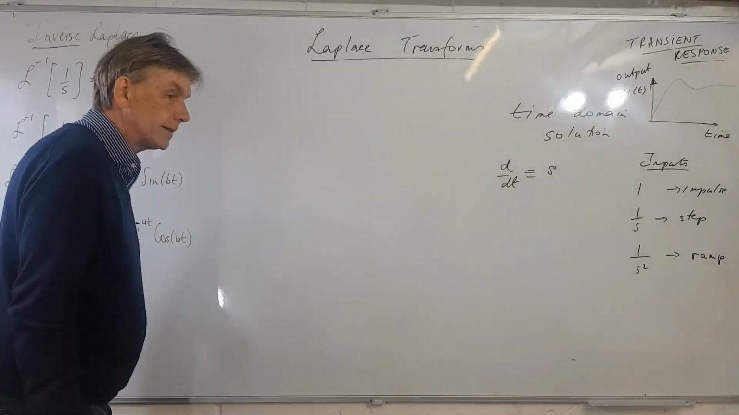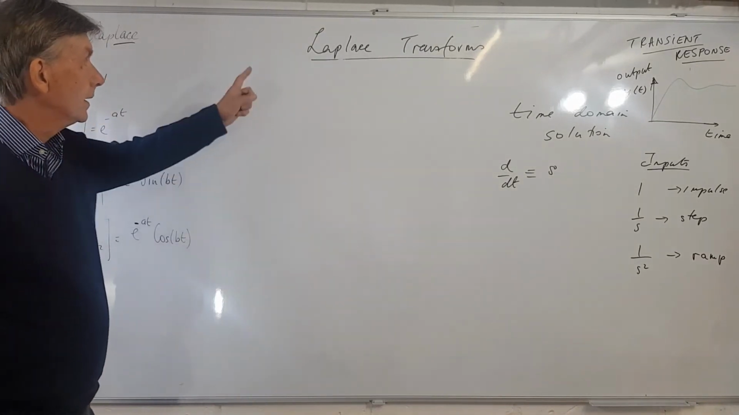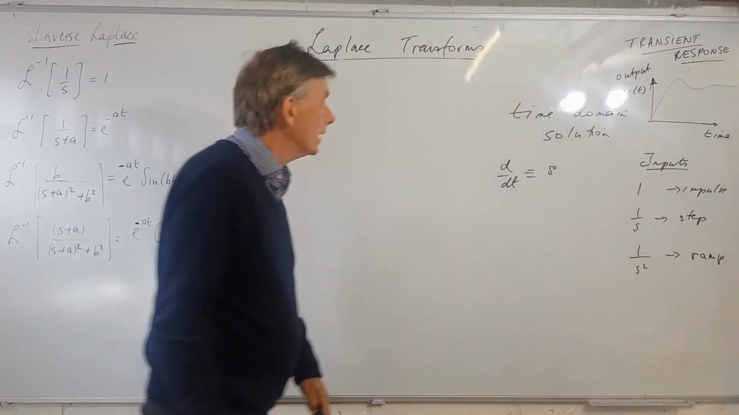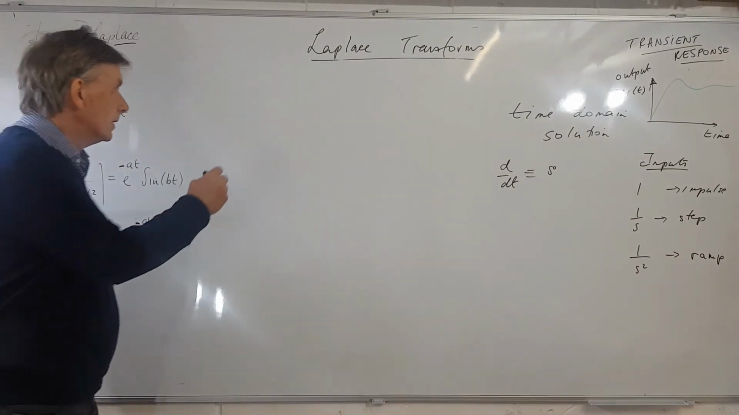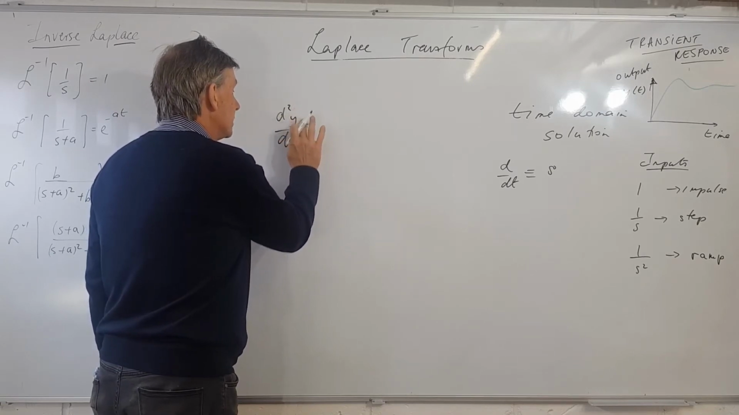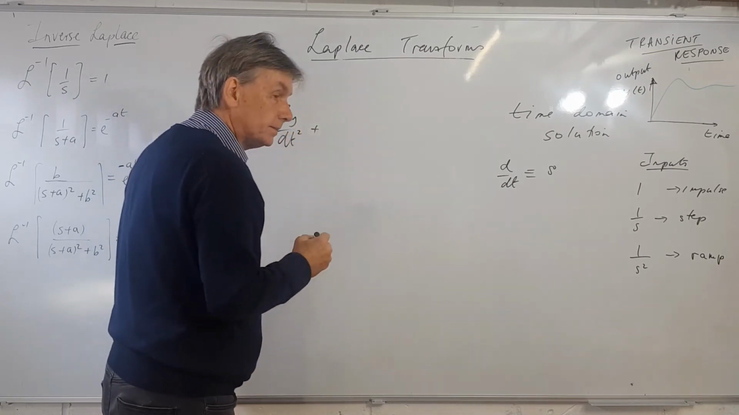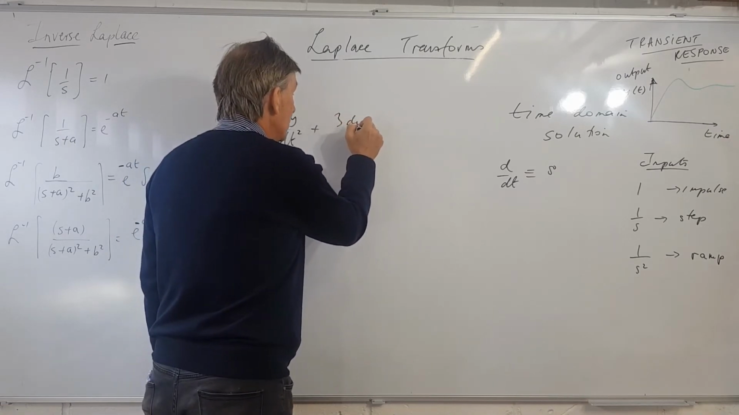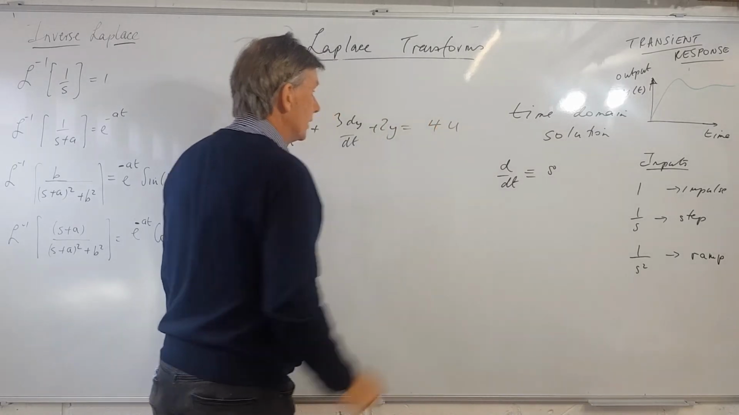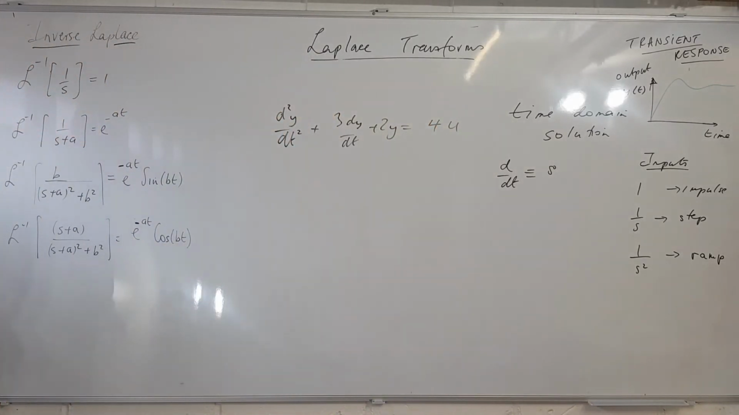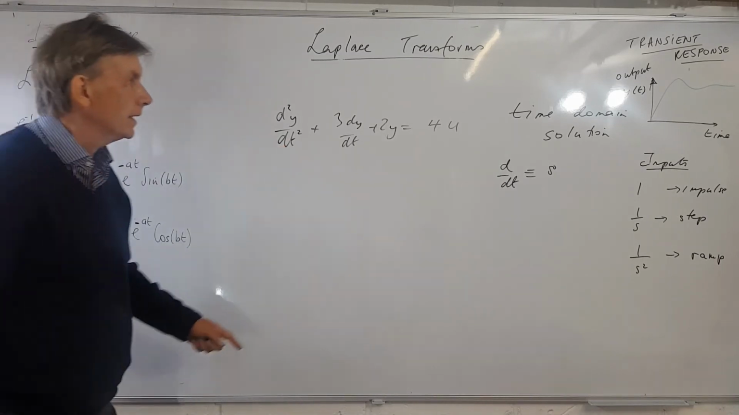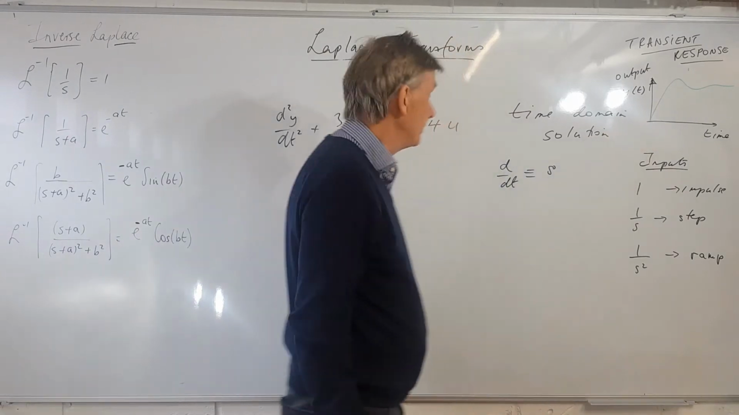Right, so just going to look at another example now of going from a differential equation to a time domain solution using Laplace transforms. So we have a differential equation, let's say d2y by dt squared plus 3 dy by dt plus 2y equals, let's say, 4u. So this looks like a second order differential equation now, and we're going to try and get the time domain solution to this.